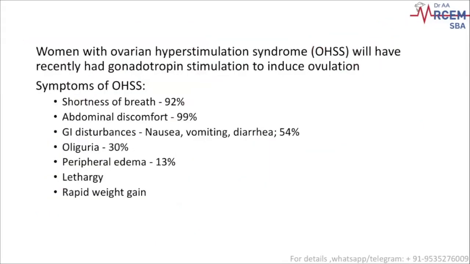Usually they will be on some gonadotropin stimulating hormones. We have already learned the classical or most common presentation: shortness of breath and abdominal discomfort. These are the two most common, followed by GI symptoms. Others are not very common. Weight gain can be seen. Rapid weight gain, abdominal discomfort, shortness of breath. Shortness of breath is basically from the pleural effusion. Fluid has accumulated in the pleural space.